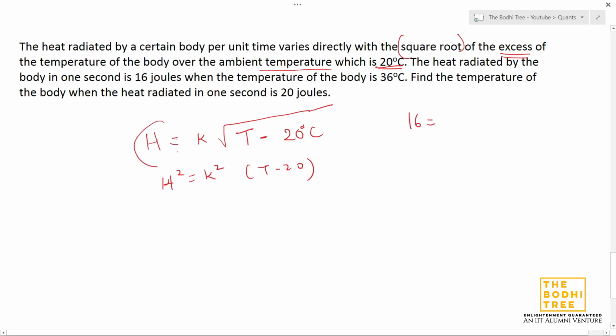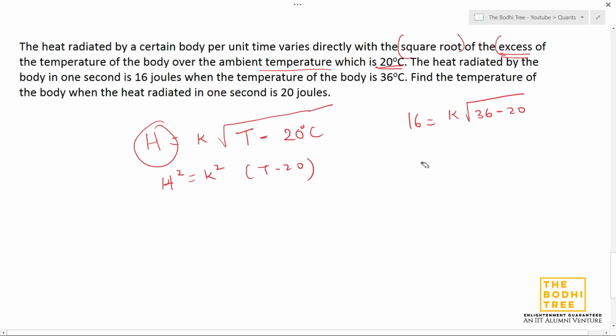H is 16 in this case, when the temperature of the body is 36 degrees. So K, T is equal to 36 minus 20, ambient temperature is 20. We have to find the excess, right? Excess means by how much the temperature of the body is more than the ambient temperature. So 36 minus 20 is 16, the square root of which is 4. So basically what we get is K is equal to 4. We got the value of K.